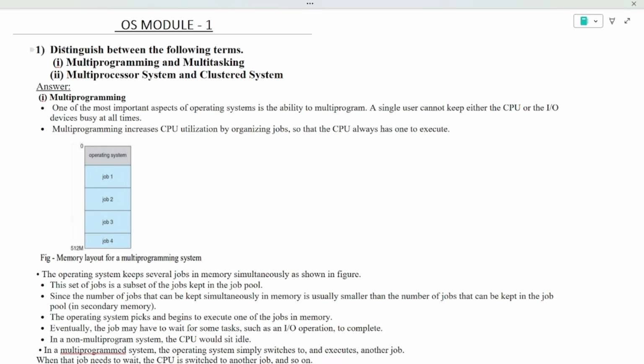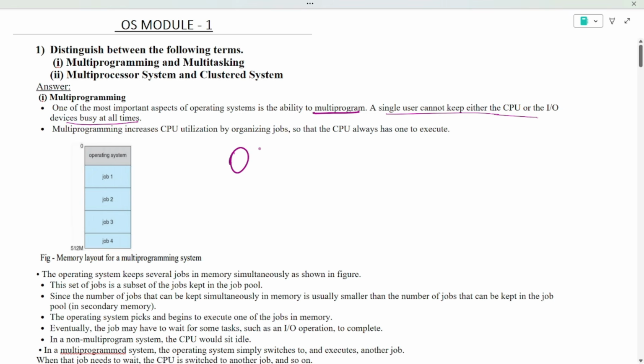Now, we will discuss the first question. That is, distinguish between the following terms: multiprogramming and multitasking, multiprocessor system and clustered system. First, we will discuss what is multiprogramming. It is one of the most important aspects of an operating system. It is the ability to multi-program. A single user cannot keep either the CPU or the input output devices busy at all times. If you have a CPU and an input output device, both cannot be busy all the time. That is what they are trying to say here.